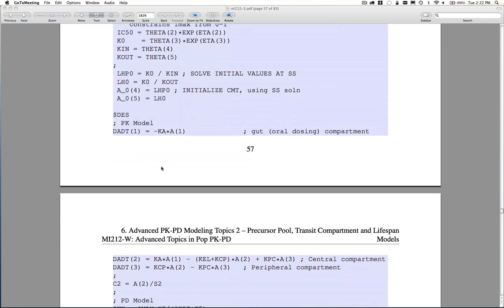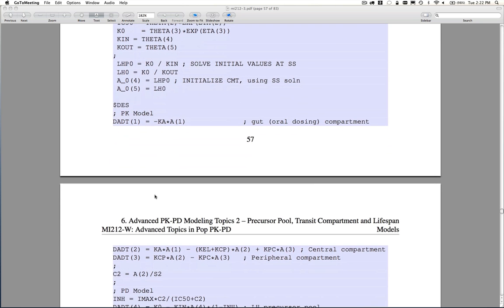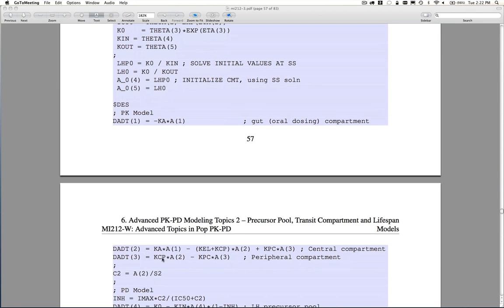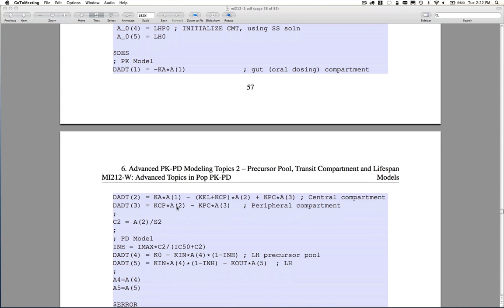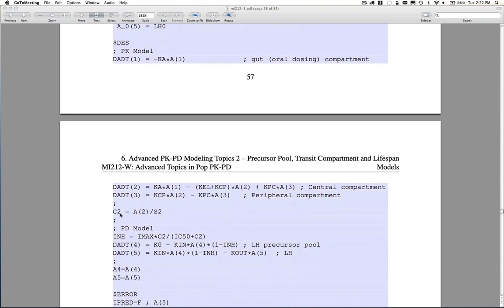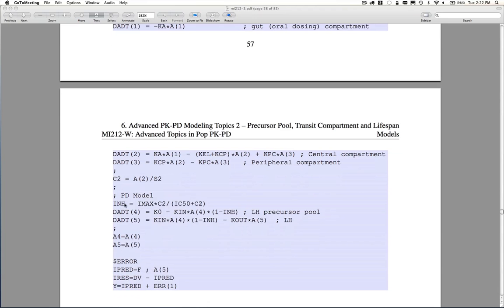PK model set up as you'd expect. There's the gut compartment, the central compartment, and the peripheral compartment. Just typical differential equations for that. We take the amount from the central compartment here, compartment 2, divide it by the scaling factor, or the volume of distribution for that central compartment, to determine the concentration. And that concentration then goes in and feeds our pharmacodynamic model, where we have this inhibition equal to the IMAX times the concentration divided by IC50 plus the concentration.